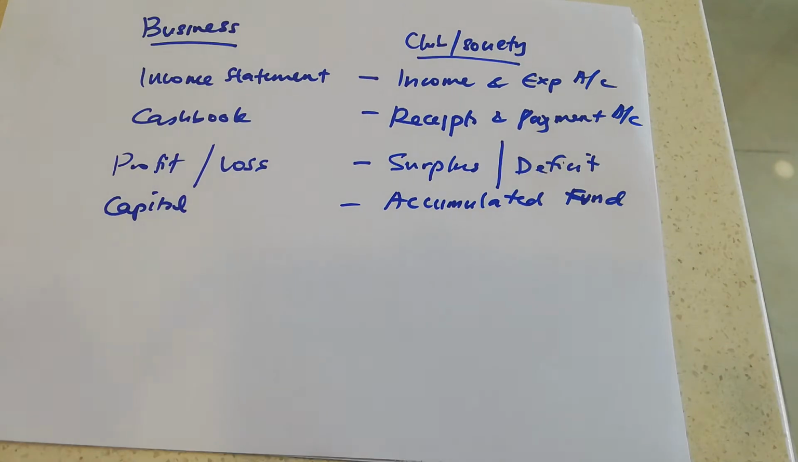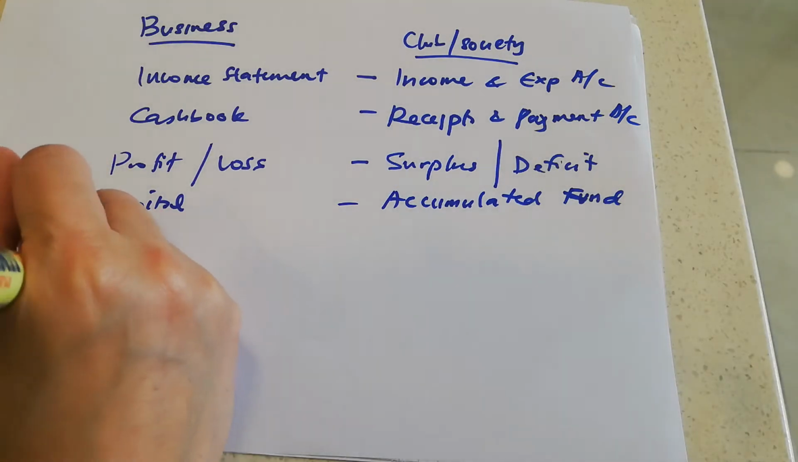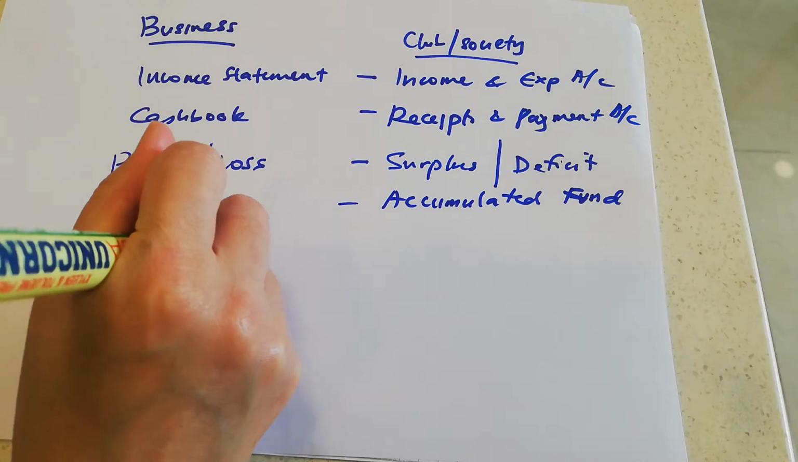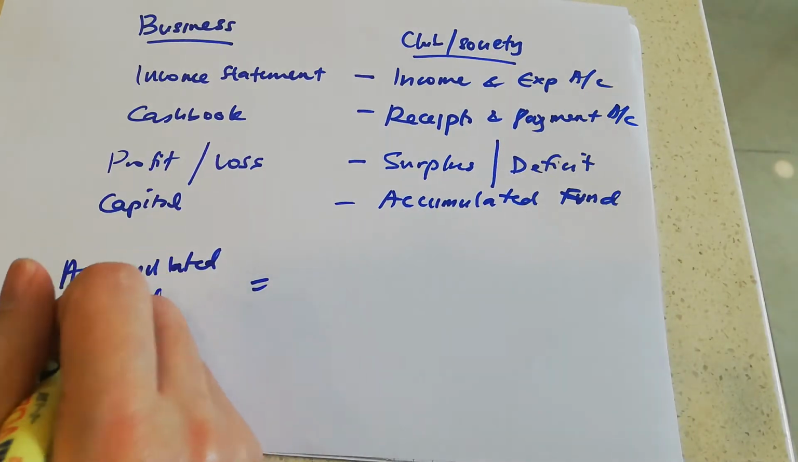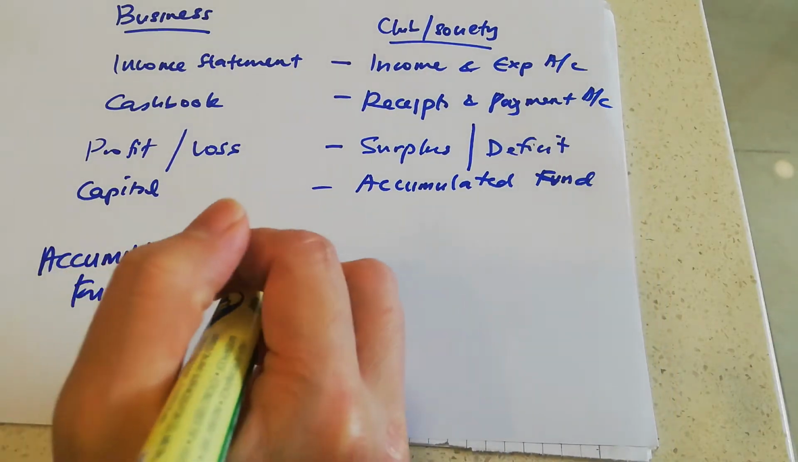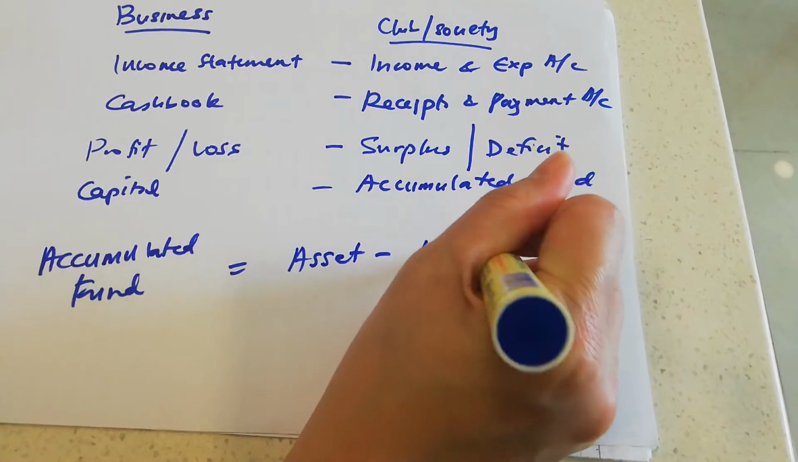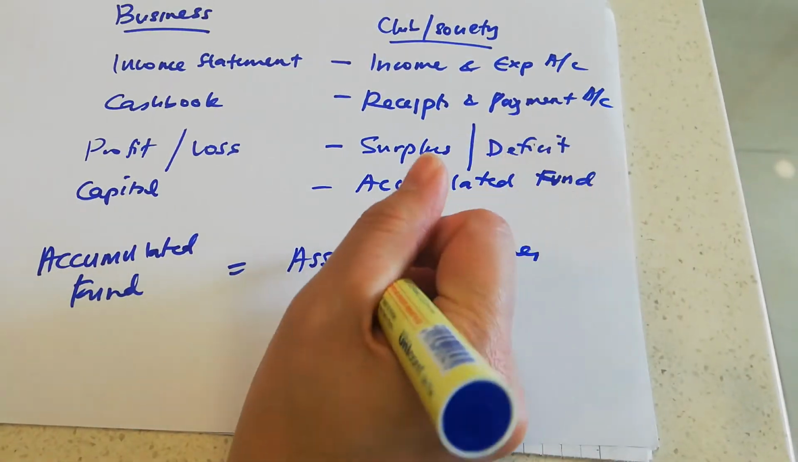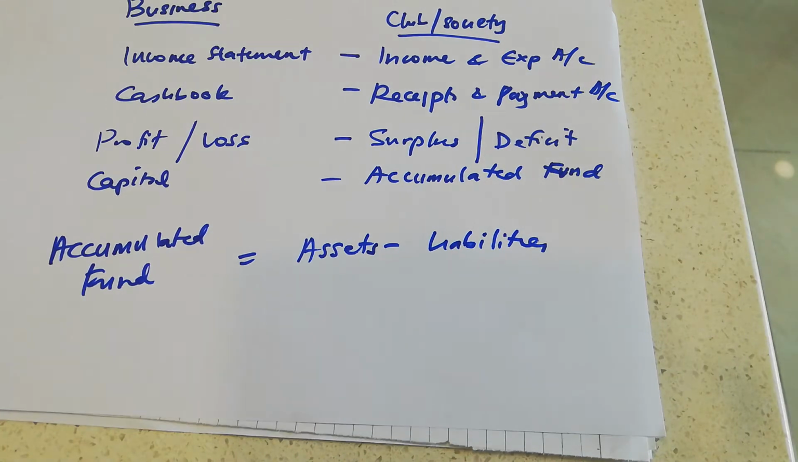So if in the question for this topic they give you the assets and the liabilities, they ask you to calculate the accumulated fund, you just use the simple formula. So this is actually your capital, right? So accumulated fund equals asset minus liability. So if I give you these two figures for the club, you can calculate the accumulated fund.